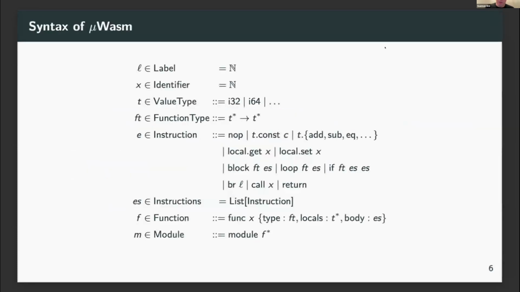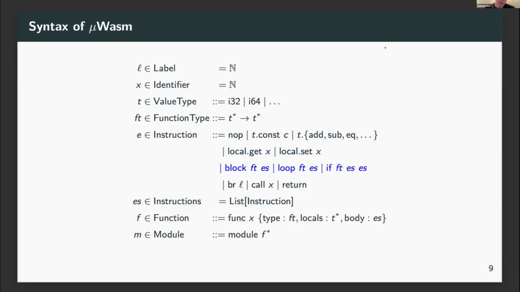Let's briefly go through the subset of WebAssembly we're dealing with. We have standard labels and identifiers, which are just numbers here. Value types are also just numbers. Function types take a list of value types to another list of value types. For instructions, the first group is really just simple instructions to manipulate the stack: we have nop, the const instruction, and some arithmetic instructions. We also have instructions to manipulate local variables. We can set a value or get a value from the local variables.